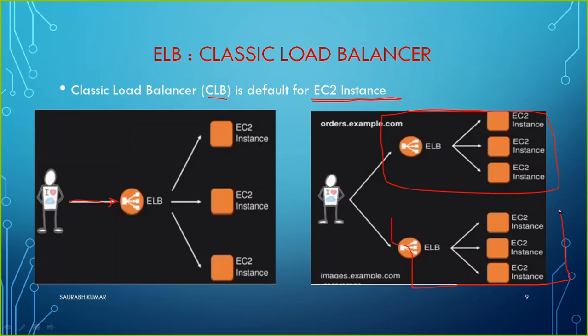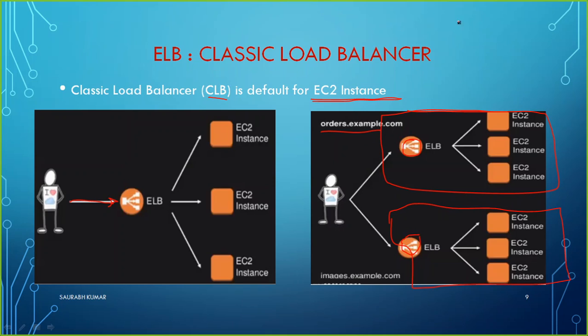Maybe you can see the names here. Maybe your main company site is example.com. Within example.com, you have categorized it. One is orders.example.com, so you have set a separate ELB for it, and there are three instances running the orders.example.com website. These other three instances are running images.example.com, so you have a separate ELB for these three EC2 instances. This way you can have multiple ELBs controlling the traffic of multiple EC2 instances.